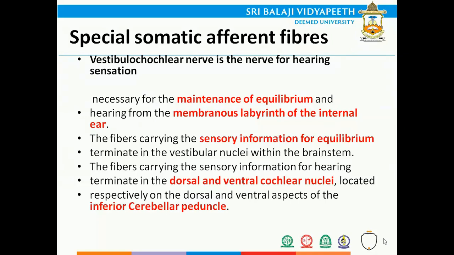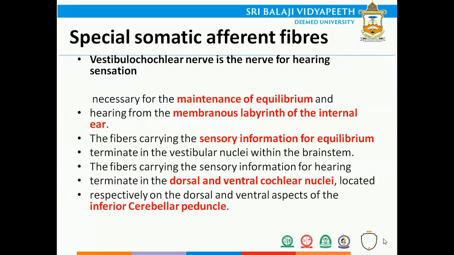The main fibers arise from the membranous labyrinth of the internal ear, and the fibers carry the sensory information for the equilibrium. They terminate in the vestibular nuclei of the brainstem. So the fibers that start from the inner ear, from the cochlea, go up to the vestibular nuclei of the brainstem. The fibers carrying the sensory information for hearing terminate in the dorsal and ventral cochlear nuclei, located respectively on the dorsal and the ventral aspects of the inferior cerebellar peduncle.